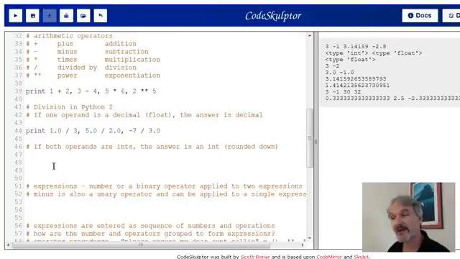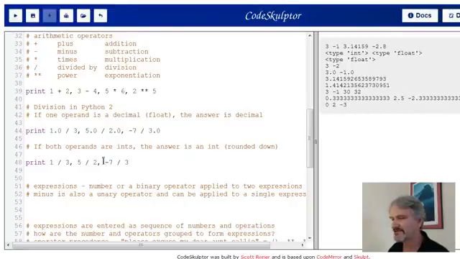Notice if both the operands are actually integers, Python returns the integer version of the answer. In that case, it's the next lowest integer after you do the exact division. So for example, if I say print 1 divided by 3, or 5 divided by 2, or minus 7 divided by 3, you run that, the answer comes out to be, well, 1 divided by 3 is 0. We round it down.